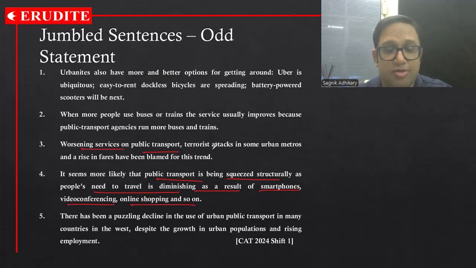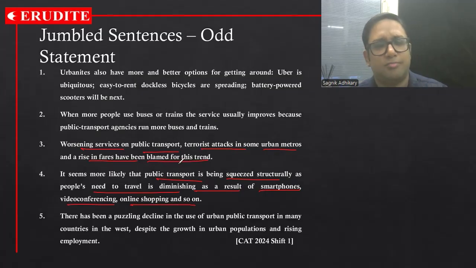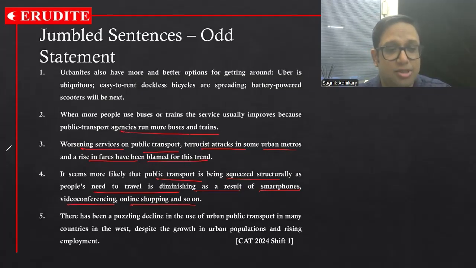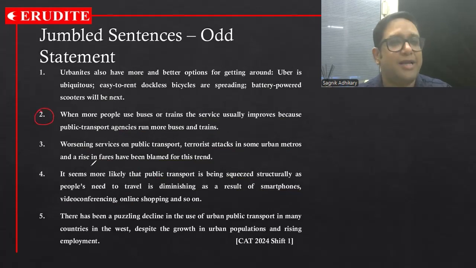Worsening services on public transport, terrorist attacks in some urban metros, and a rise in fares have been blamed for this trend. So it seems as if, because then we are talking about public transport agencies running more buses and trains, now it becomes somewhat clear that 2 might be the odd statement. 1 is slightly different on that context because it is not talking directly about public transport, it's actually talking about Uber, etc. So we'll see about which one exactly is the odd statement, but it should be between 1 and 2.